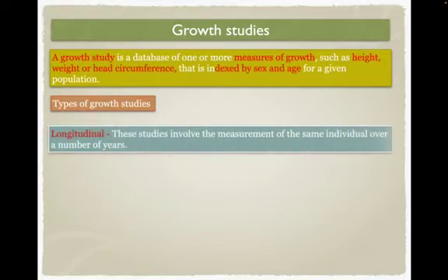The first one is called the longitudinal studies. These studies involve measuring these measures on the same individual over a number of years. So you get a kid, for example, who is a year old, and you measure his weight, his height. And then a year later, you have the same kid, and you measure the same measurements. And you keep repeating this until he's 18.